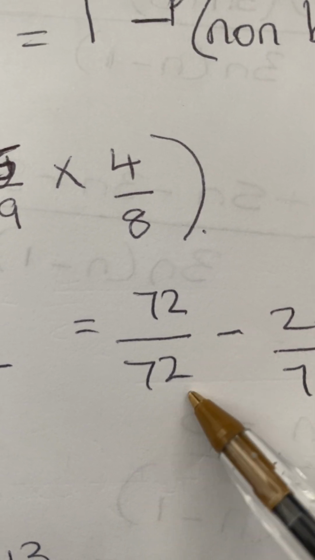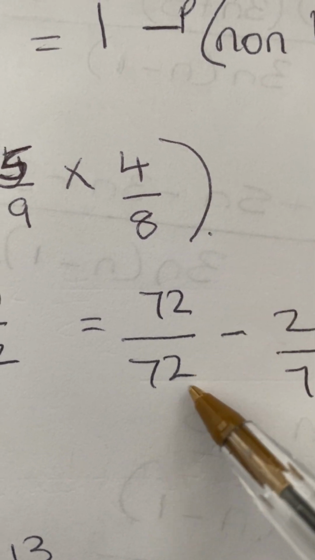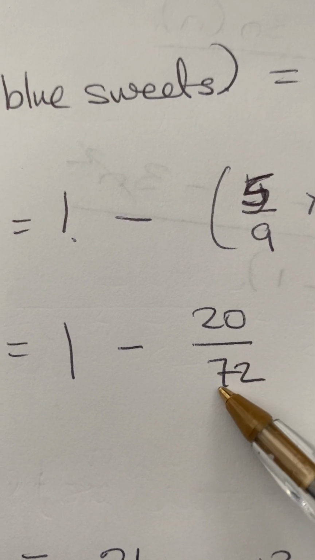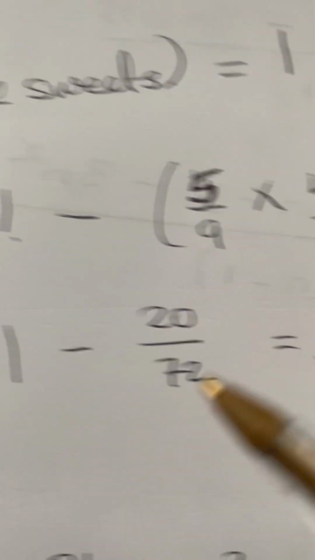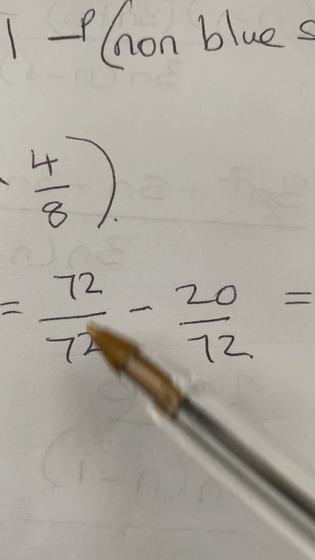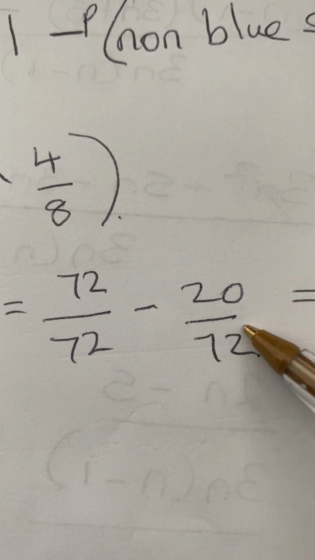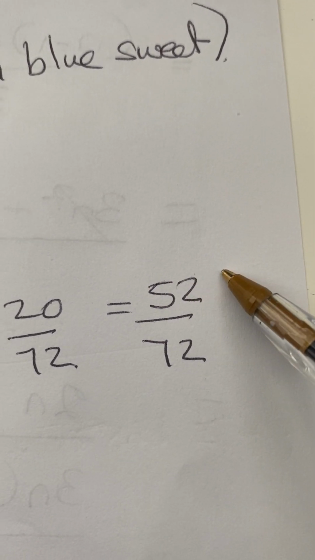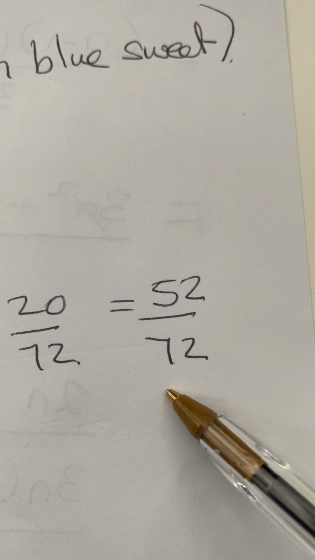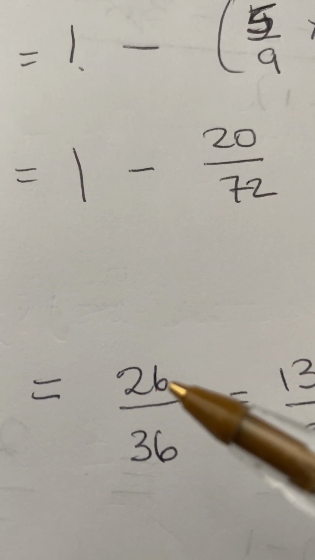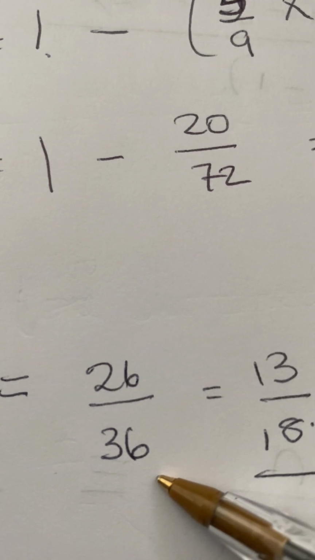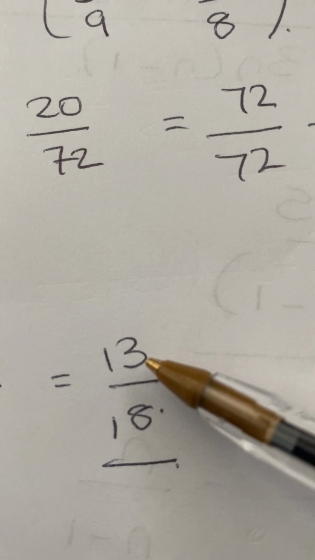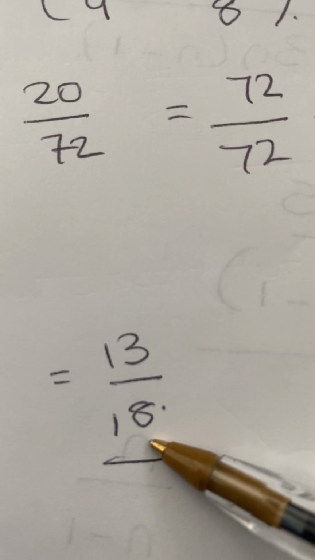We did something on identical fractions. Because the denominator is 72, I want the same denominator. So it's 72 over 72, which is 1, minus 20 over 72, which will give me 52 over 72. If I reduce it further, I have 26 over 36, and then I reduce it further, I have 13 over 18.